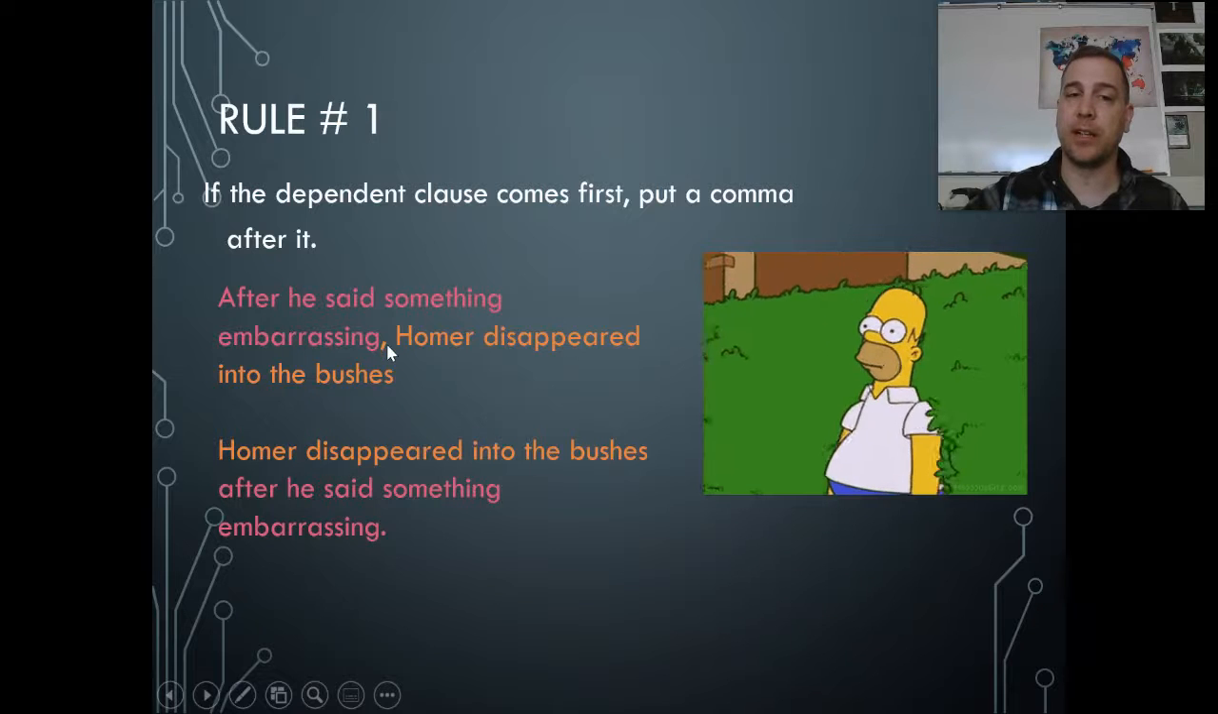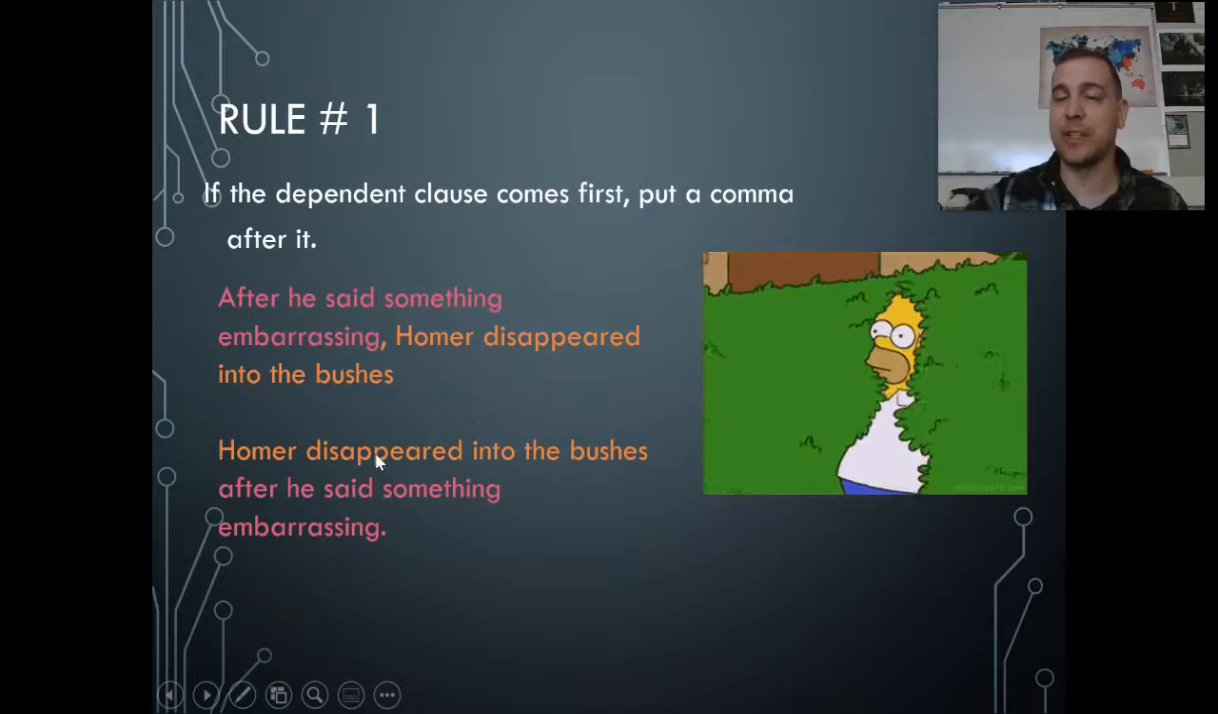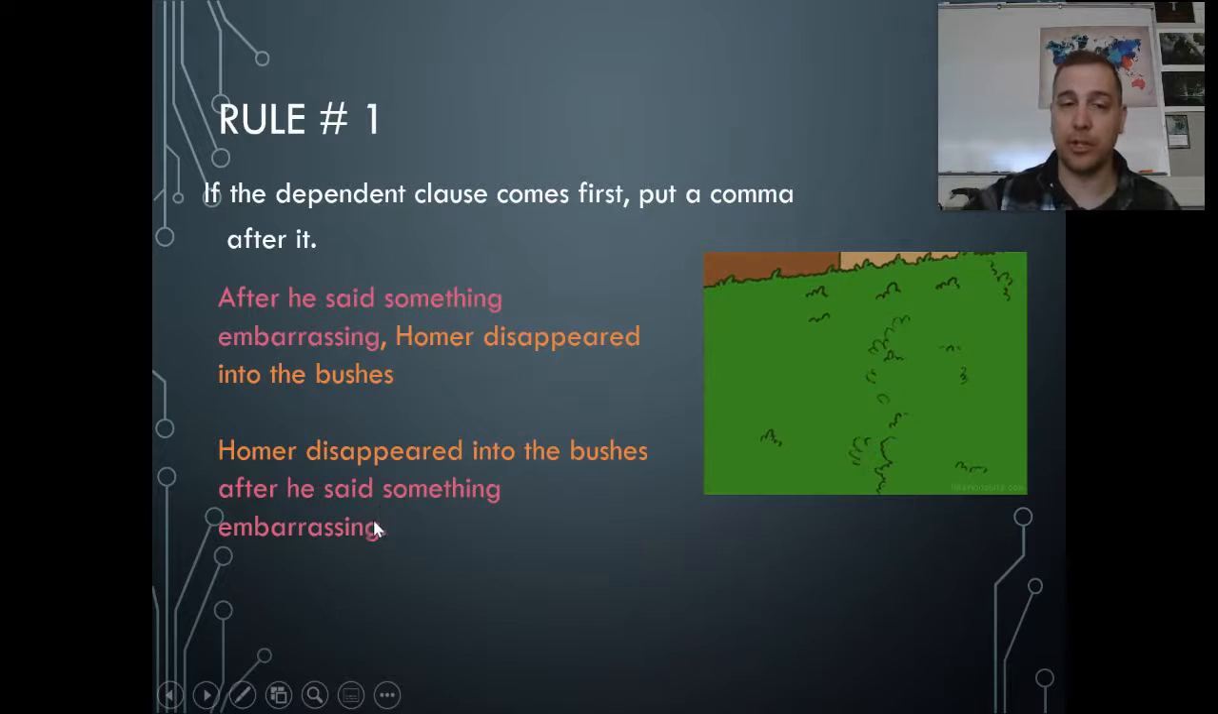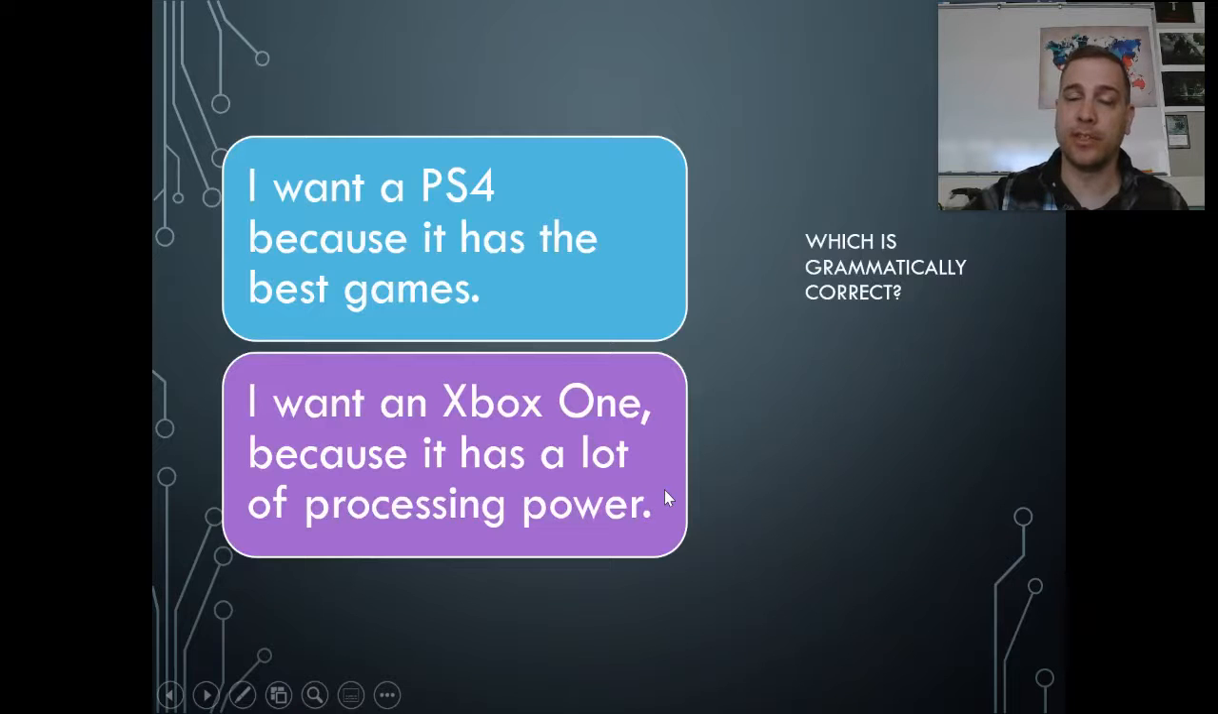And so if the dependent clause comes first, you must have a comma. If the dependent clause comes after the independent clause, you do not need any punctuation. You can just write the sentences together. So let's go back to that original example. I want a PS4 because it has the best games. I want an Xbox One because it has a lot of processing power. Which one is grammatically correct?